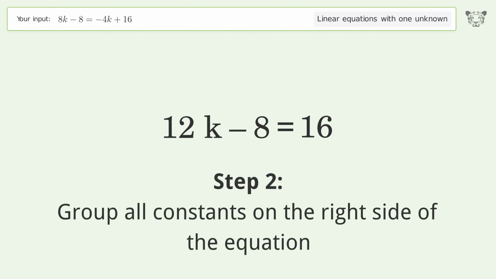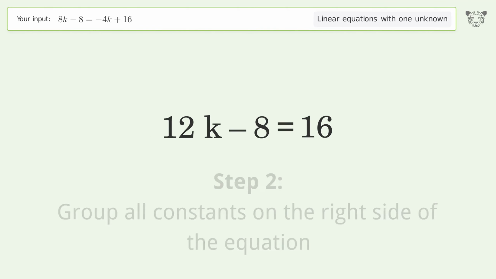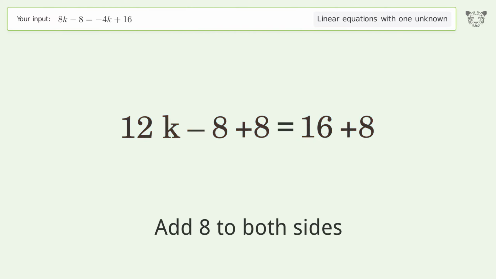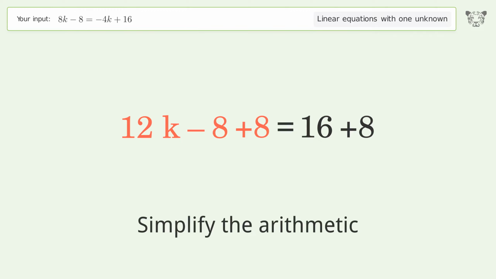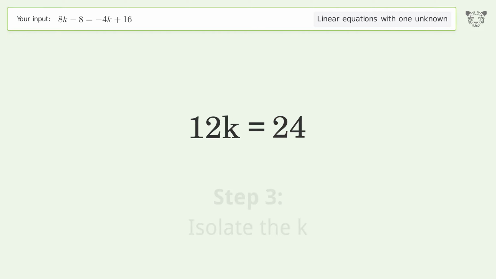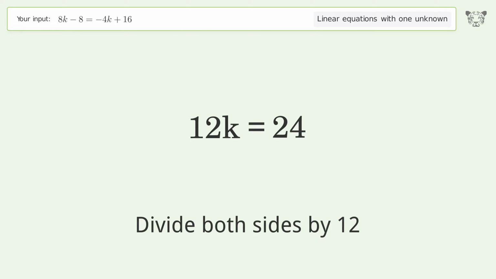Group all constants on the right side of the equation. Add 8 to both sides. Simplify the arithmetic. Isolate the k. Divide both sides by 12.